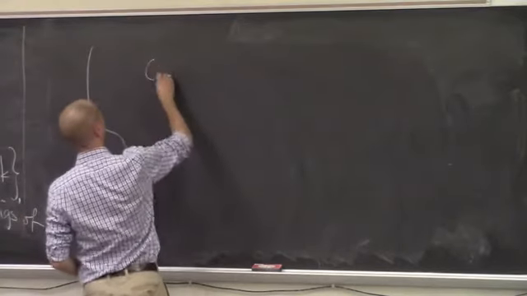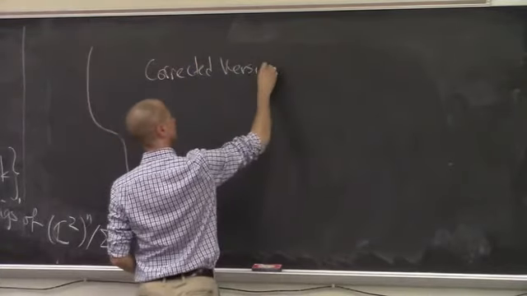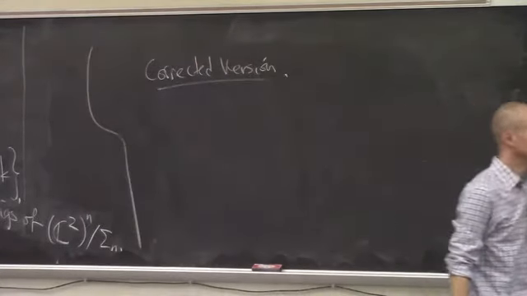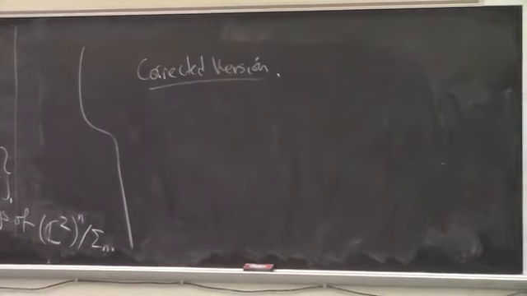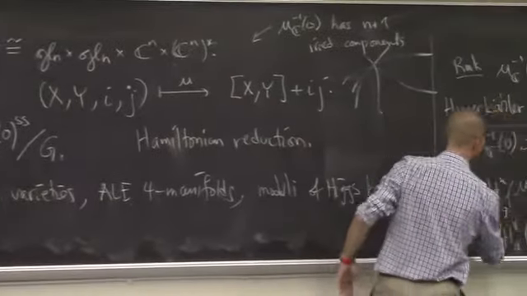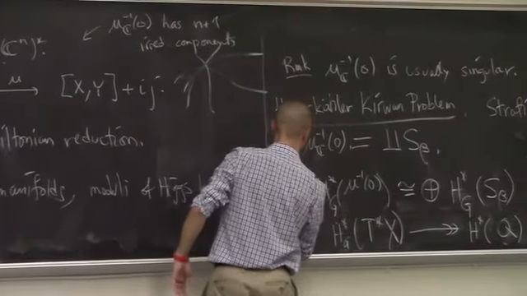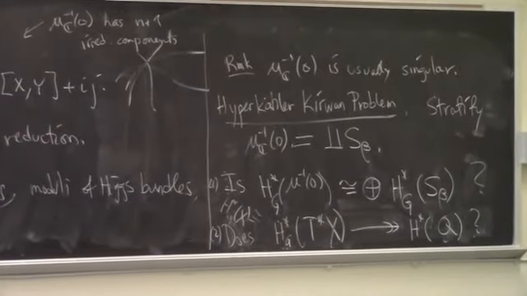Okay, so the slightly corrected version is that I'm going to replace T*X. Well, no, look, T*X has the same topology as X, right? So I may as well just contract the cotangent bundle down to the zero section. So it's the same as asking whether the equivariant cohomology of X surjects. And the corrected version is I'm going to replace that by something.